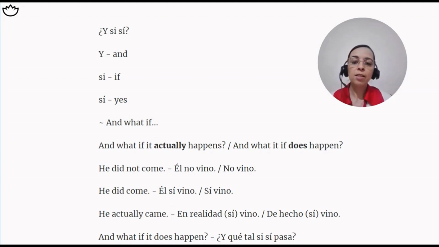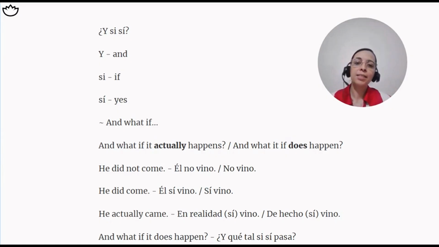This sí is doing the same job here that "did" is doing in English. Okay? So to say something like, you did call me, sí me llamaste. I do like it, sí me gusta. You see? So that do, does, and did are represented by a sí in Spanish. Okay?